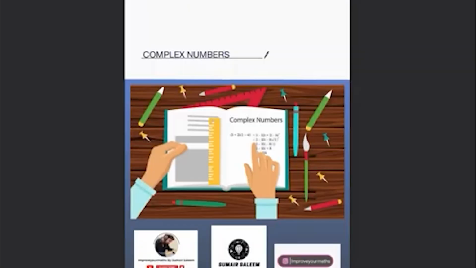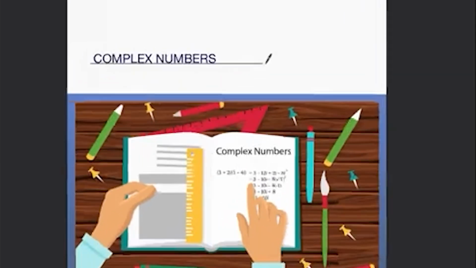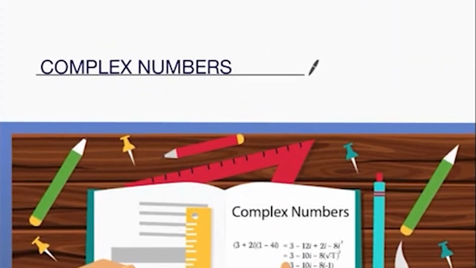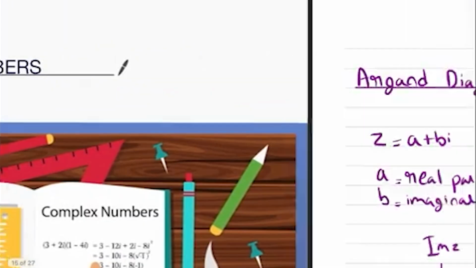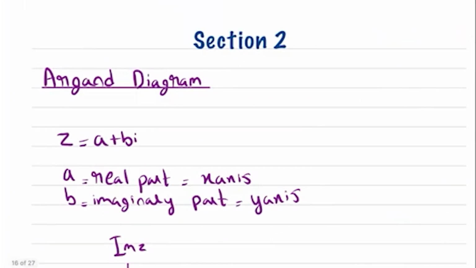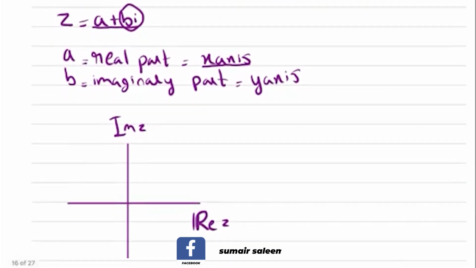Hi guys, in this lesson I'm starting with section 2 of complex numbers. Let's begin. So the first point of this chapter is the Argand diagram and how do you make that? A complex number is given to us as a plus bi, where a is the real part, that's the x-axis, and b is the imaginary part, that's the y-axis.